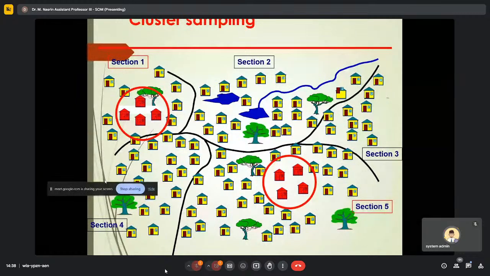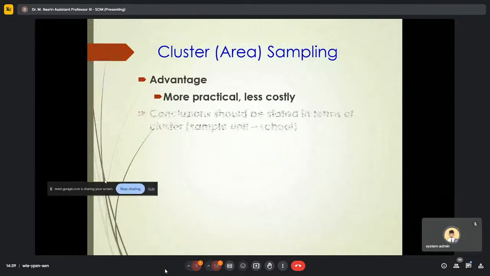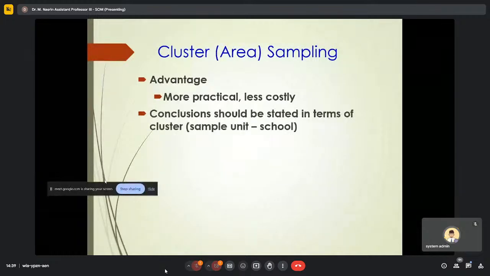Even in your research paper, you can use the cluster sampling technique, but you need to explain that in a very clear manner. So this is the advantage: more practical, less costly, because we are going to focus on very few people and we go and directly approach the people. Conclusion should be stated in terms of cluster. So you have to conclude like, with the help of cluster sampling, I have obtained this particular data.